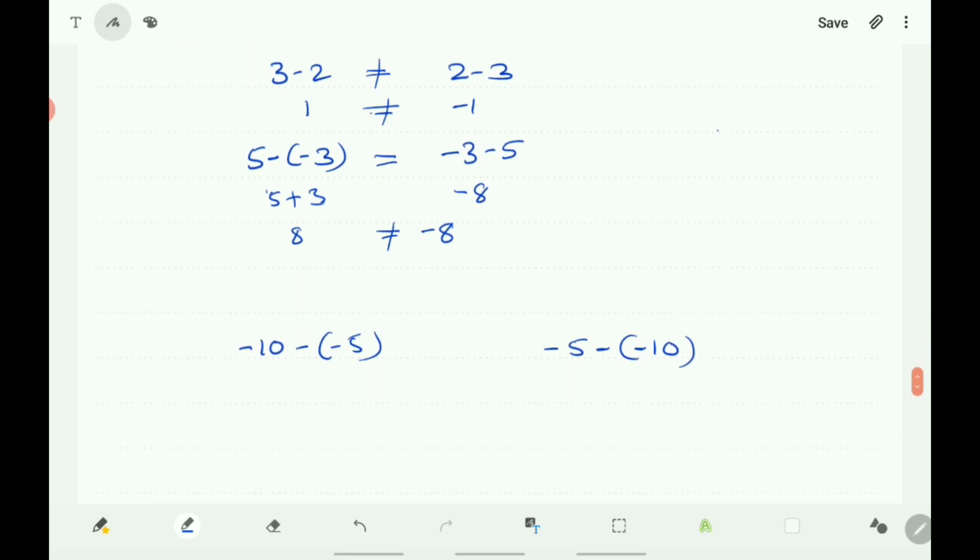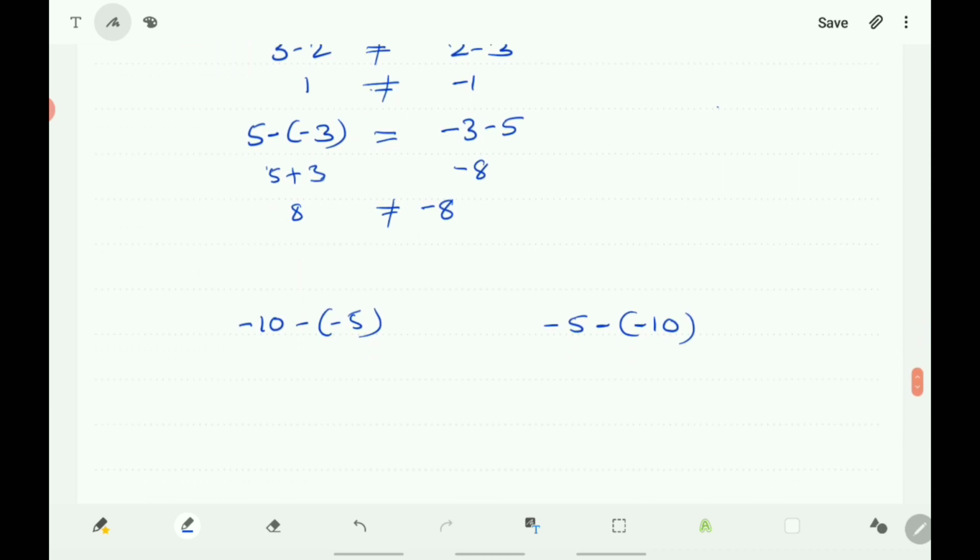Next, you take the integers -10 and -5. Now you subtract -5 from -10. That becomes -10 minus of -5, that is -10 plus 5. And -10 plus 5 is, you know, here it is -5, because 10 minus 5 is 5. The greater number is -10. Therefore, you must take the negative sign here.